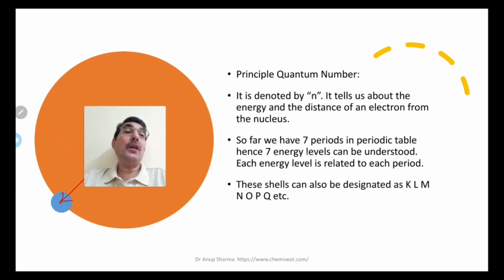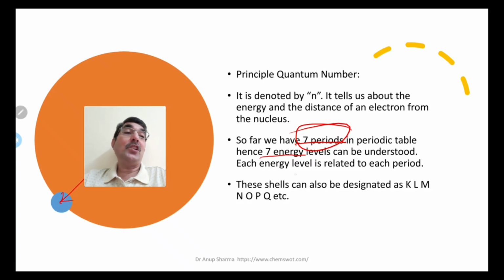So far we have 7 periods in the periodic table. This is very important information I am providing you. So we have 7 periods in the periodic table, hence 7 energy levels. So you can correlate why there are 7 periods, because 7 energy levels. So that means we can relate energy level with the period of the periodic table.